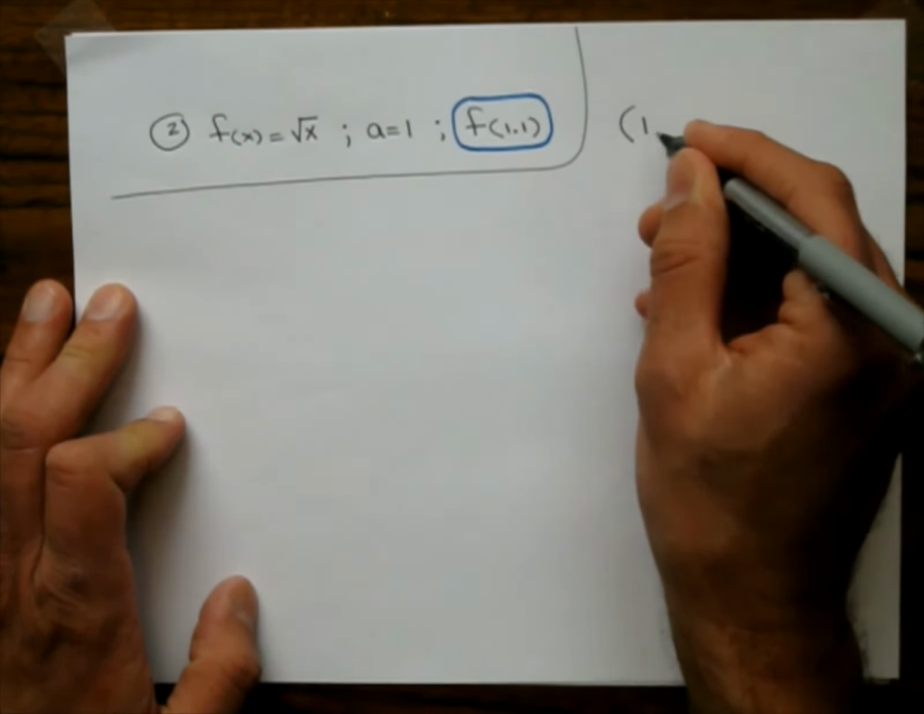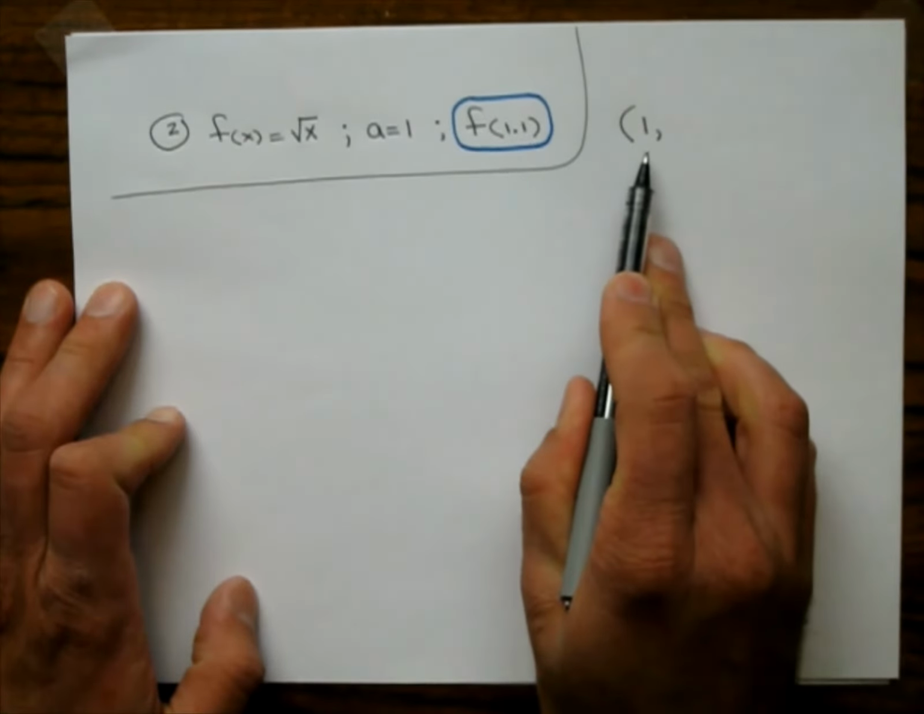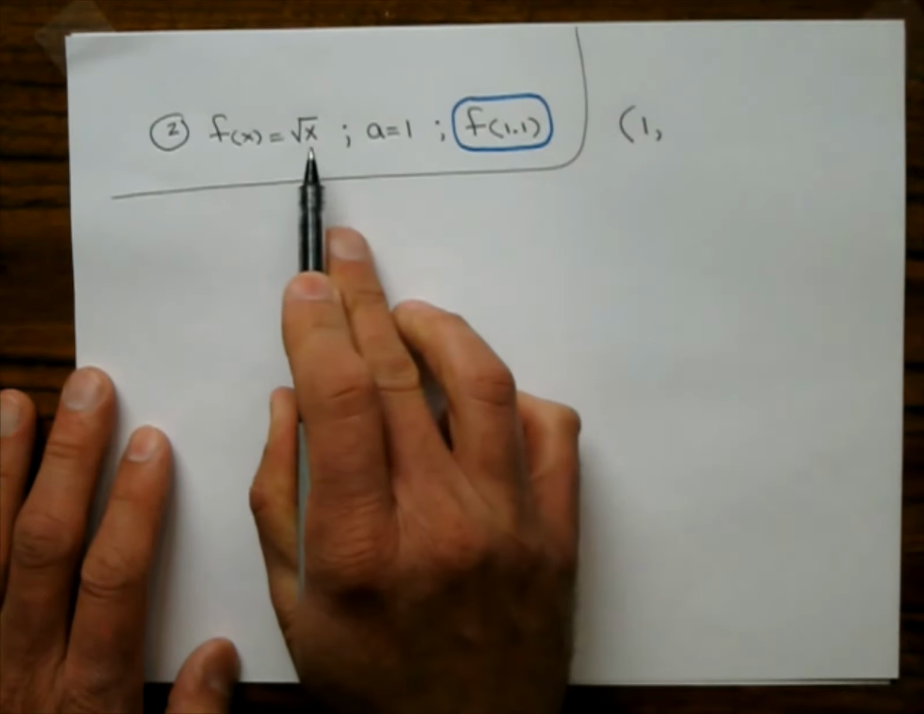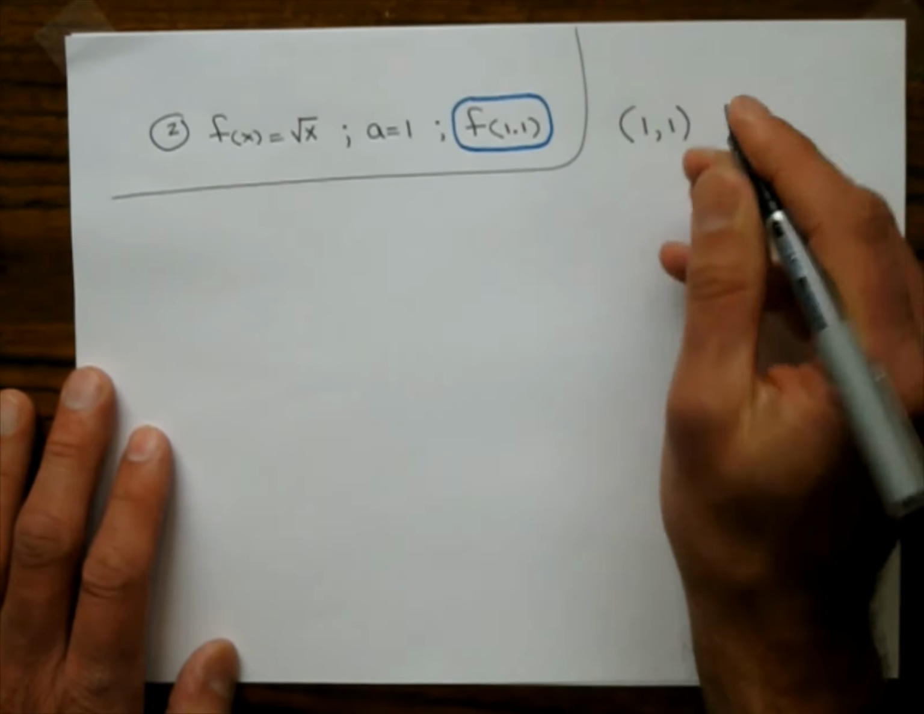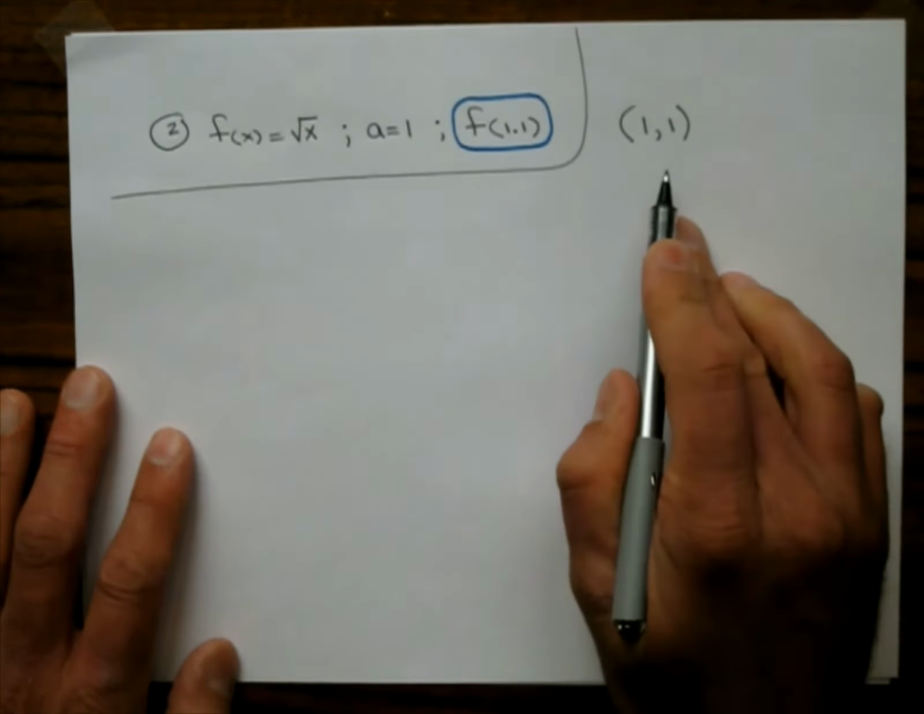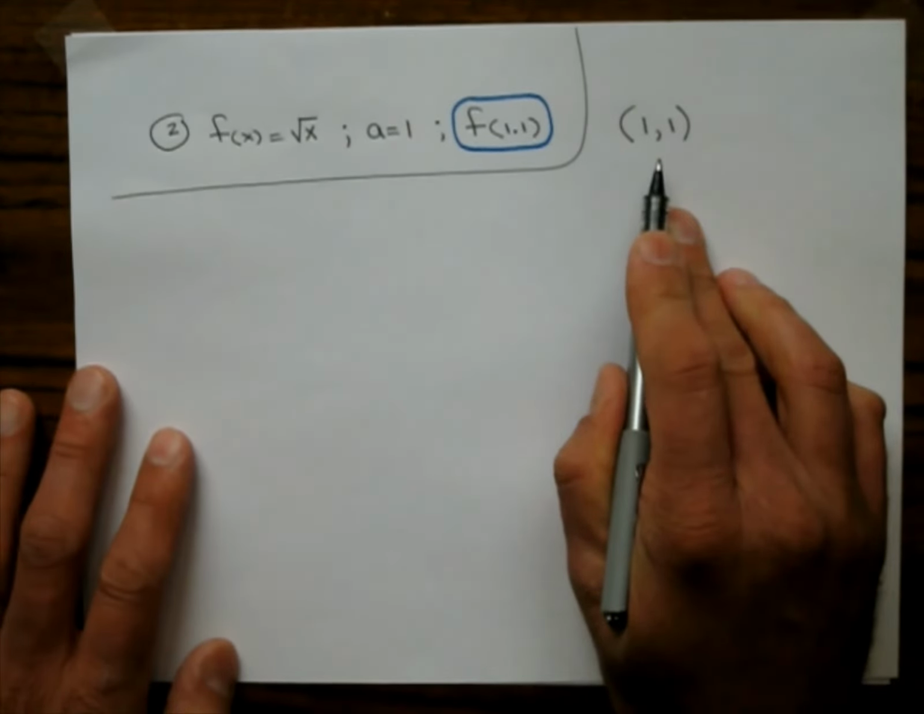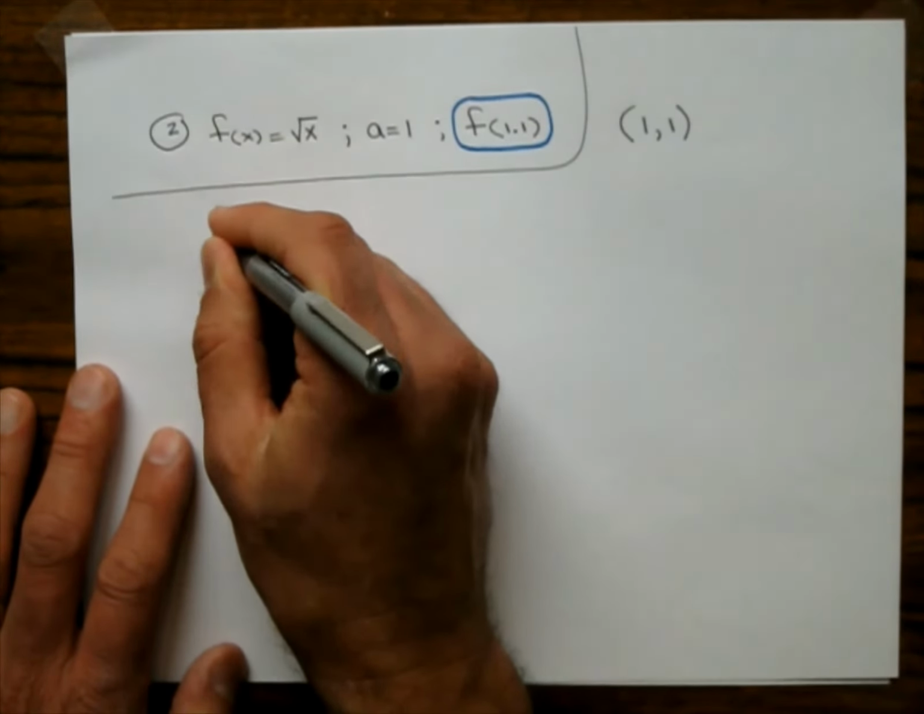I have the point x equals 1, and how do I find the y-coordinate on the graph? I put that in there. f of 1 is the square root of 1, which is 1. So the point happens to be (1, 1). I want to find the slope. How do I find the slope? I have to take the derivative.